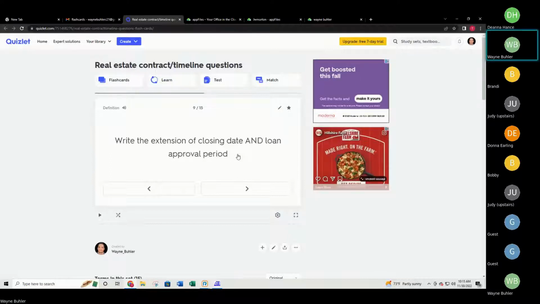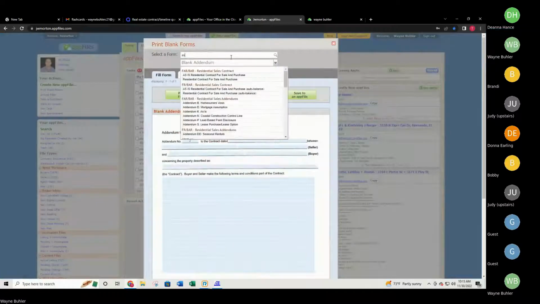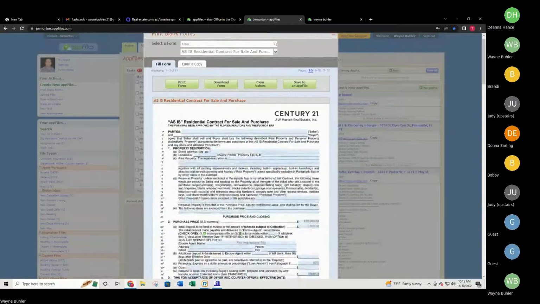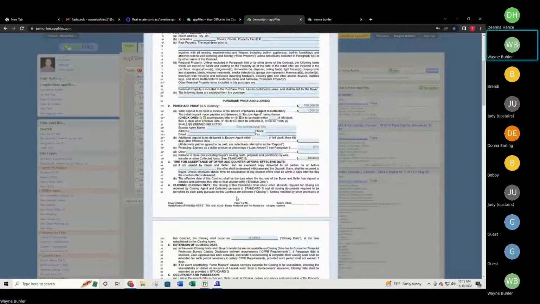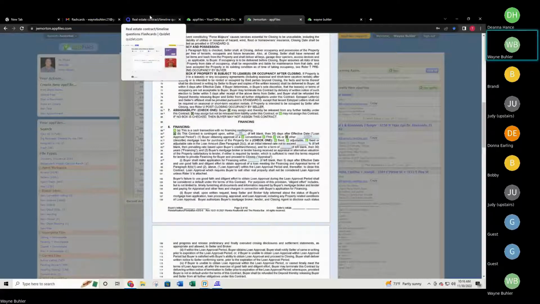But if you just write extend closing date, in our contract the closing date is separate from the financing contingency. Two separate parts of the contract. Extending the closing date does not automatically grant an extension of the loan approval period. Clear on that? Make sense? Good? Okay.